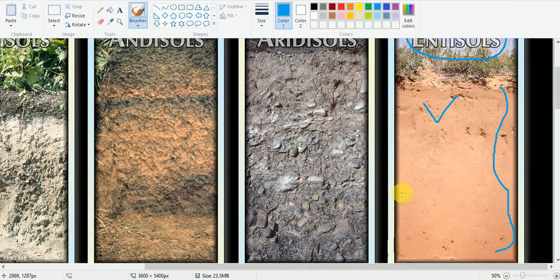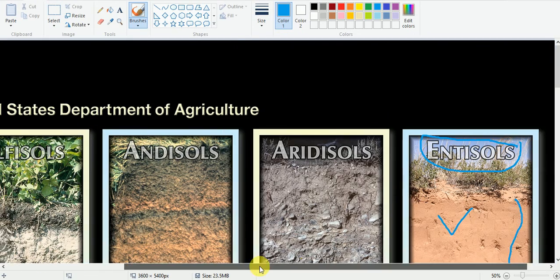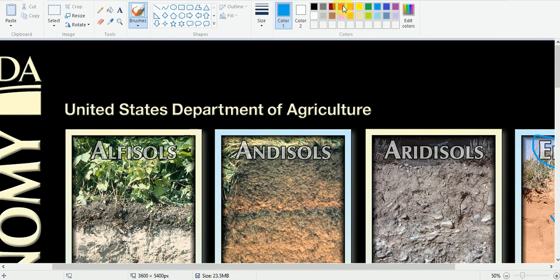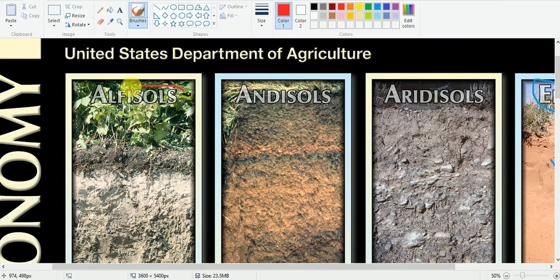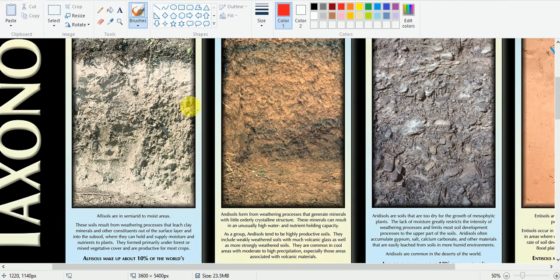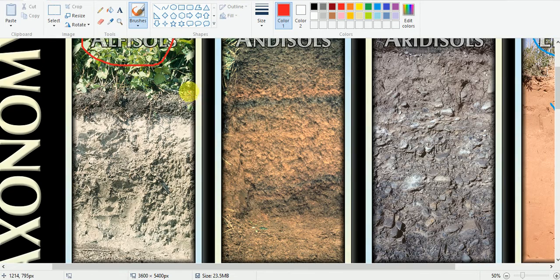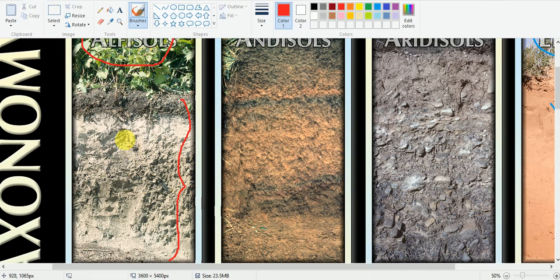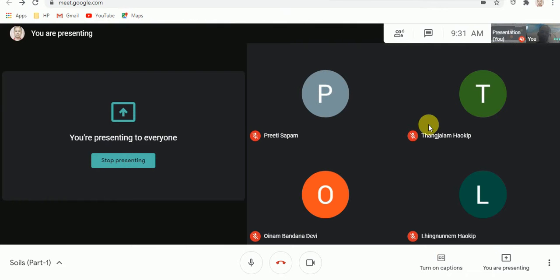Alfisol is here. Here we have this Alfisol, and see the layer. What does it mention here? It has a gray to brown surface horizon. See here, gray to brown surface horizon. That is Alfisols.